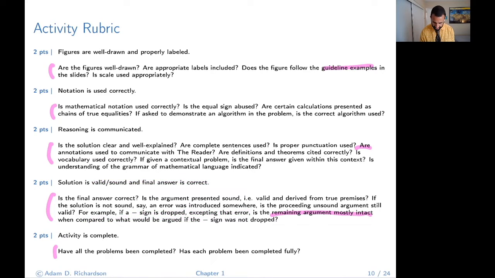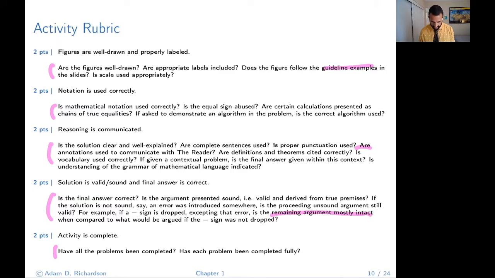And then lastly, the activity is complete. So you do need to complete the activity. Have all the problems been completed? Have you answered each question completely and fully? So that's what you should be thinking of when you do these activities.